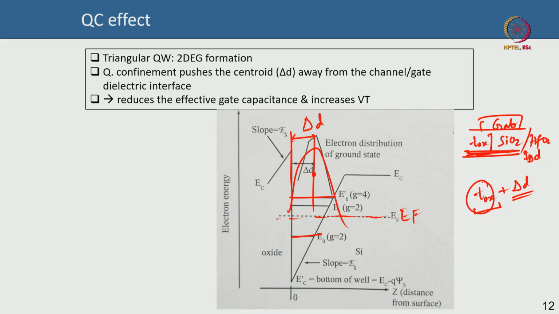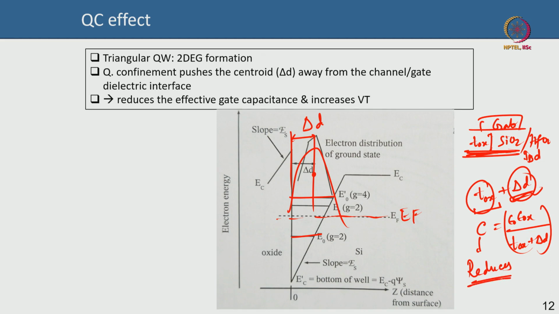But now if your thickness is highly scaled, in the same order as delta D, then it matters, and you cannot ignore that, which means your actual capacitance is not epsilon naught epsilon by Tox, but it is with Tox plus delta D. So, the overall capacitance is reduced. This is the effect of charge quantization in the quantum well, or you can say quantum capacitance effect. Because of the centroid of the electron cloud distribution, the effective gate capacitance reduces, and because of that your gate loses control on the channel to some extent and your threshold voltage increases. This is not a desirable effect.